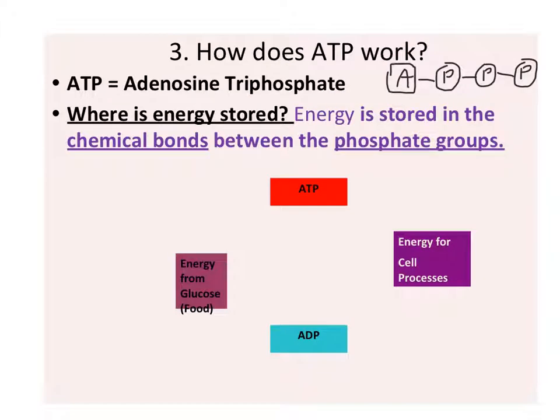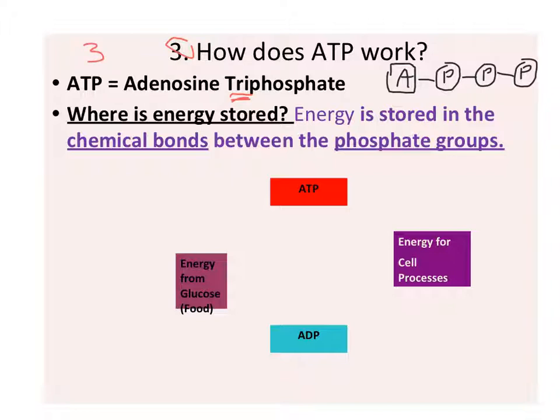All right, so now ATP, or adenosine triphosphate. In case you didn't know, tri means 3. Anytime you see tri, it always means 3. So if you rode a tricycle to school today, that tricycle would have 3 wheels because tri means 3.